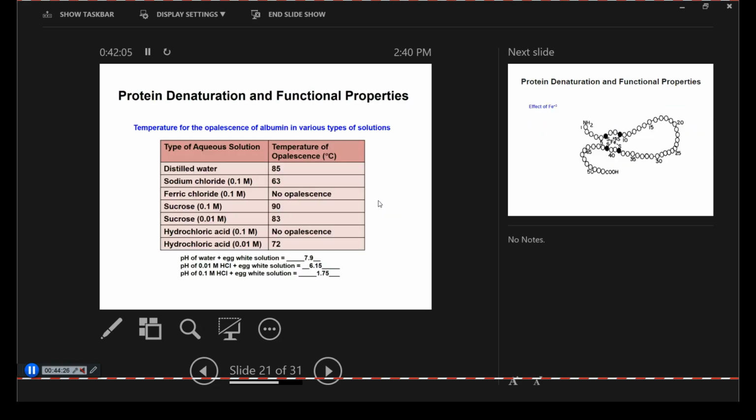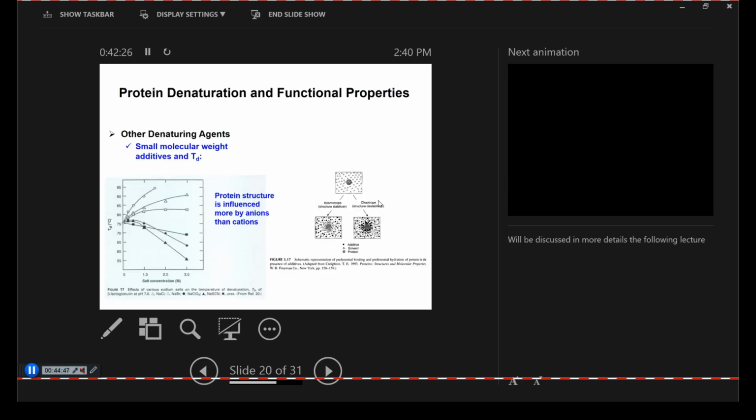Okay, and then we added sucrose. At low concentration, it didn't have much of an effect, but at higher concentration, it increased the denaturation temperature. So this illustrates that sucrose facilitates better binding of water to the protein. So it has this kind of effect, the cosmotrope effect.